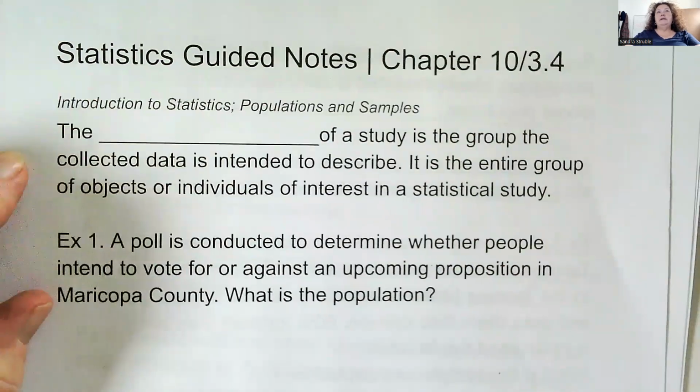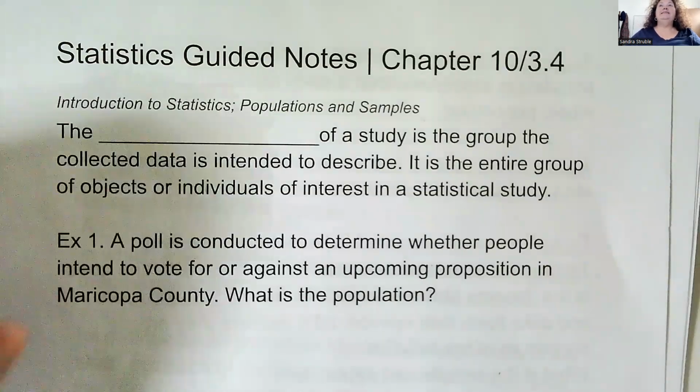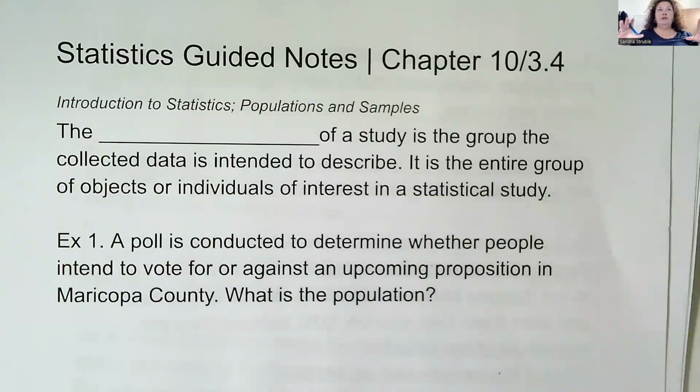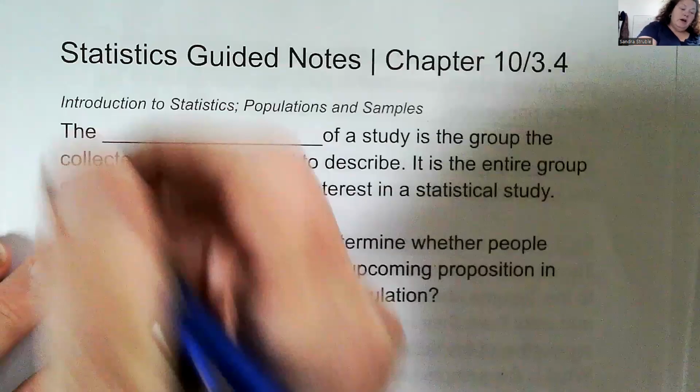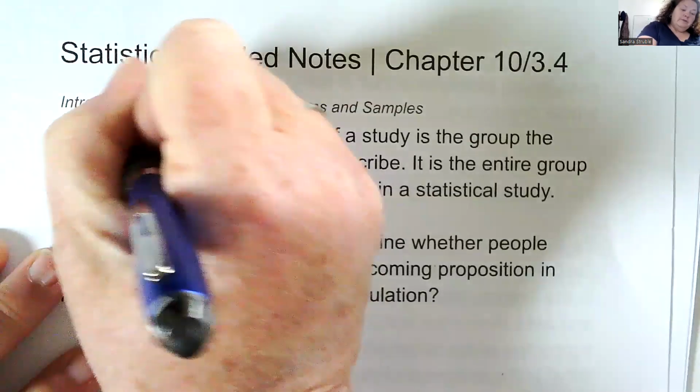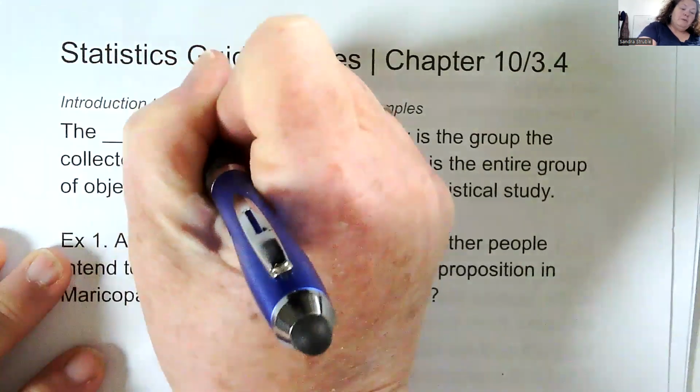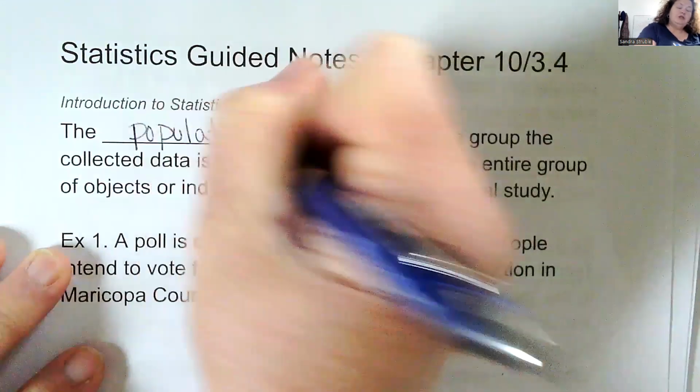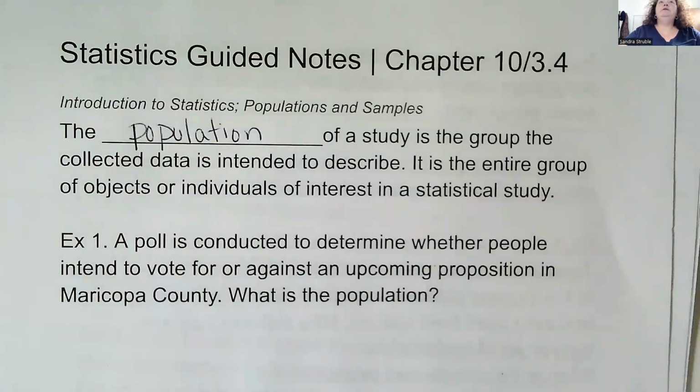The blank of a study is the group the collected data is intended to describe. It's the entire group of objects or individuals of interest in a statistical study. So if you were in class, you would have seen me draw a great big circle to represent the population. So the population is the group that you're wanting to collect data on, so that we can infer information. It's the information for an entire population that you're trying to study. All right.